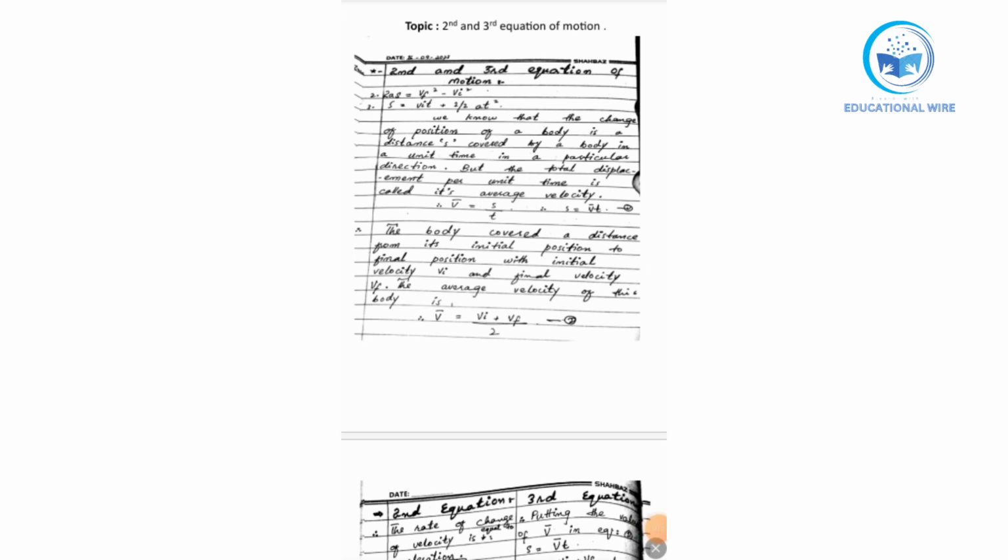So today we will start a new topic, that is the second and third equation of motion. The second equation of motion is 2as equals vf square minus vi square. The third equation is s equals vit plus 1 upon 2 at square. So first of all, let's talk about how we can prove both of these equations.